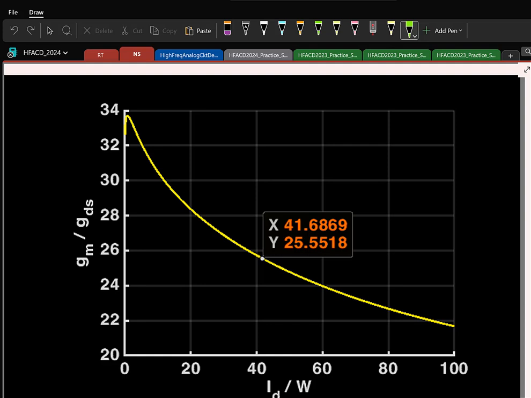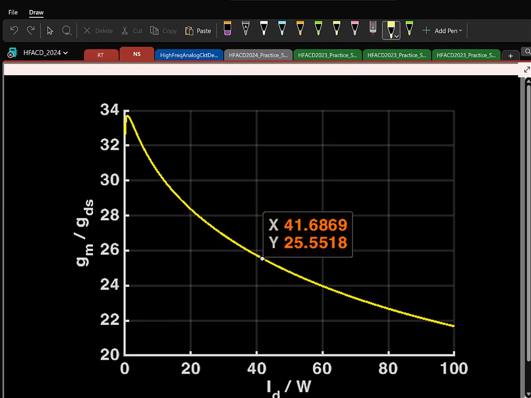Correct. So for all these graphs that we have obtained, the point is, we are getting a W which we have not used, because the parameters we have chosen are independent of W. That's the logic. The reason we are doing it is because the parameters that we are saving are independent of W. It doesn't matter what the W is. For a given GM by GDS, for a given length, this will be the required ID by W.